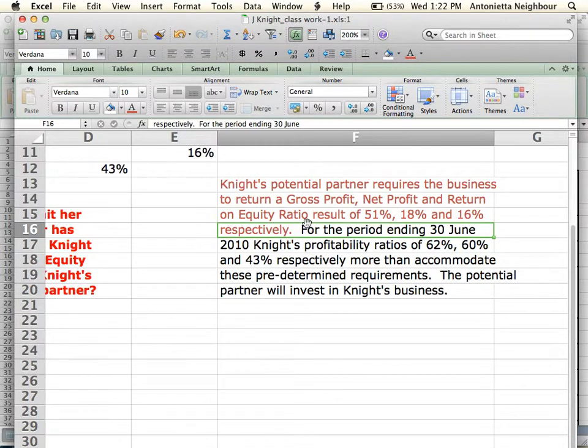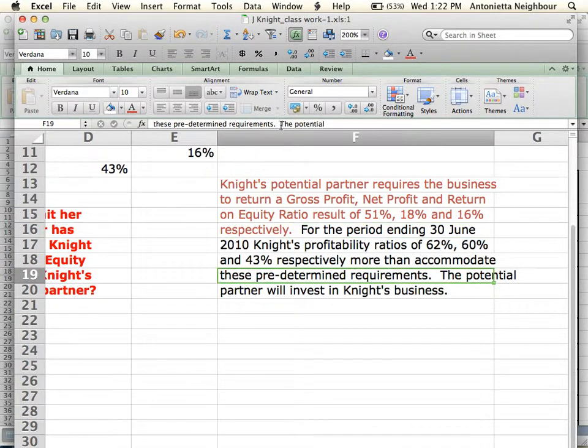Why do you have to say respectively? Because that stops me having to say 62% gross profit. So the question was, why do I keep saying respectively? I've quoted the order once here. The gross profit, net profit, and return on equity ratios results of 51, 18, 16% respectively means in respect to the order that I've listed them. That's what they relate to. Yeah, it's just a bit cumbersome to read and cumbersome to type, and this is a little bit more, I suppose, efficient and economical in words. It's up to you. You can if you want.